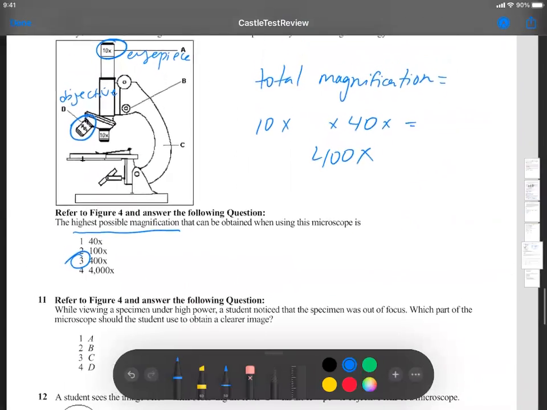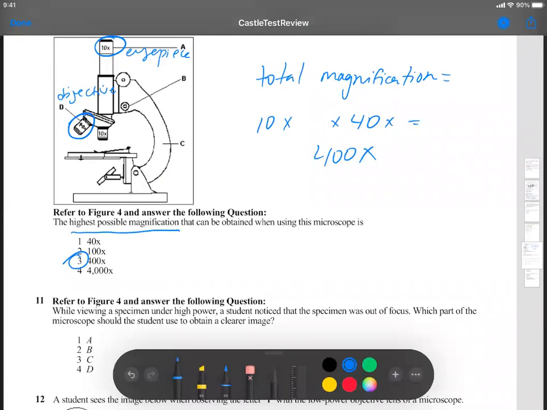While viewing a specimen under high power, a student noticed that the specimen was out of focus. Which part of the microscope should the student use to obtain a clear image? Show me what you got in 3, 2, and 1. All right, can I hear from Arpita, please? The answer is B, because B is defined focus, which will make the image more clear. Perfect. So B here is our fine adjustment.